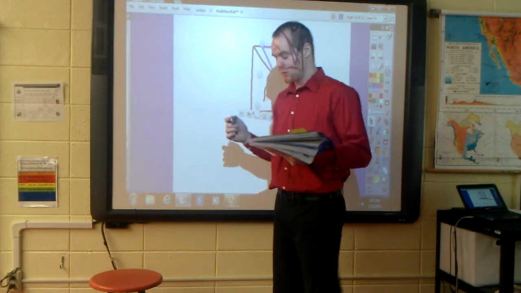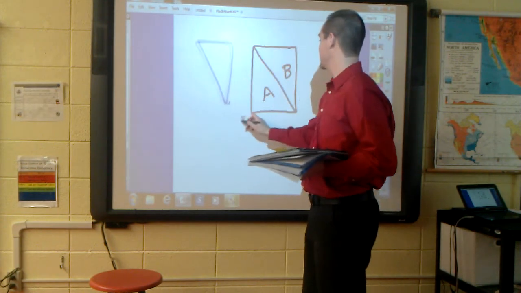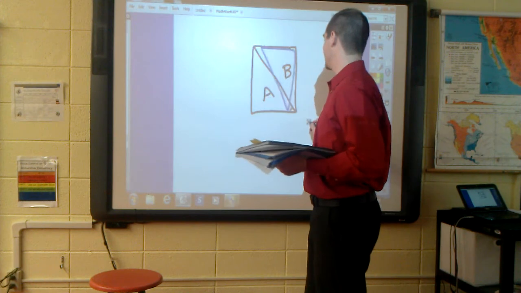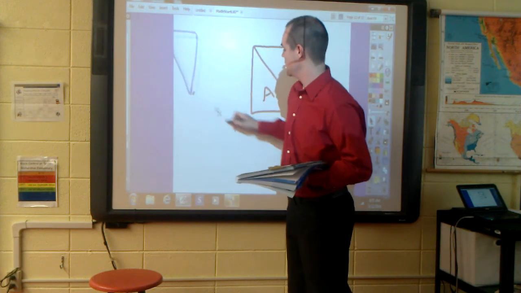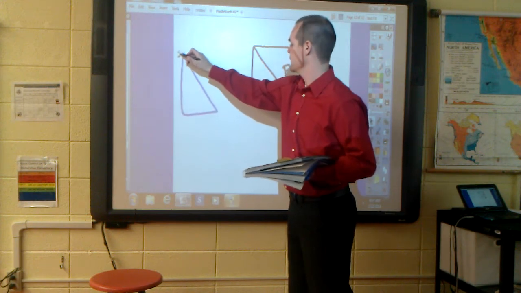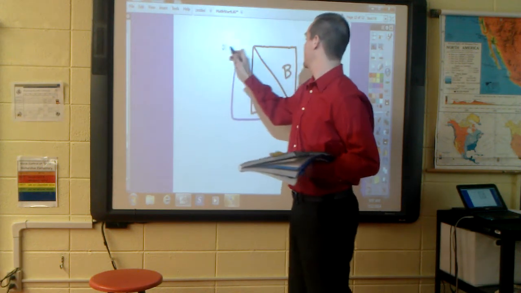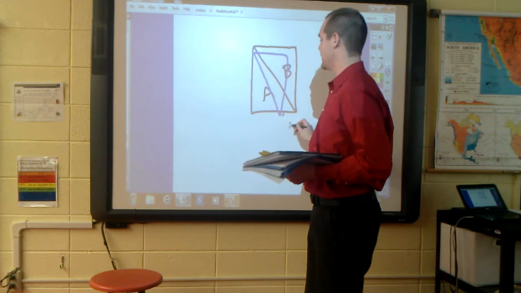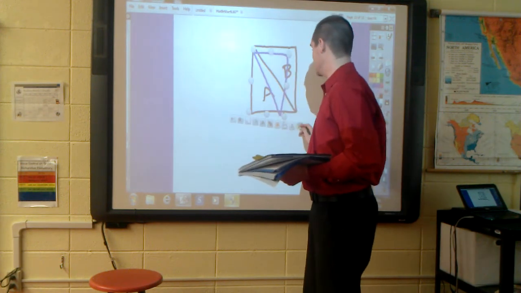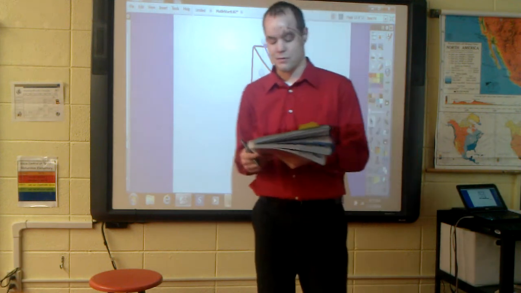Okay, there's another way you could do it. You could also use rotation. If you use rotation, it might not land perfectly on top of it, so you might need to use some translation by shifting it right on top of triangle B.